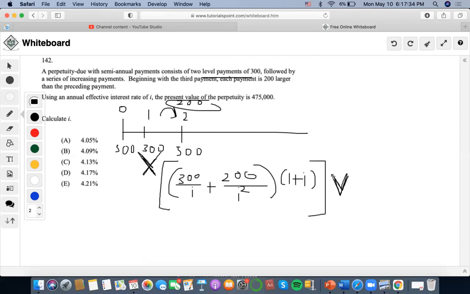And then I'd also add 300 for one more payment occurring here, equals 475,000.